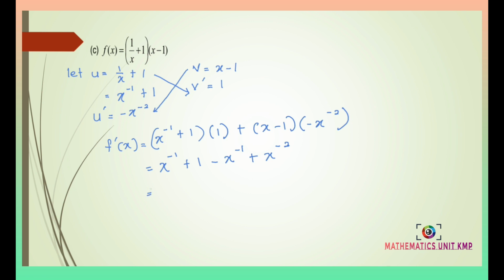We simplify the answer here, x power negative 1 and minus x power negative 1 cancel, and what we get is just 1 plus x power negative 2. We can write the answer like this also, 1 plus 1 over x power 2. Okay, this is the last answer.